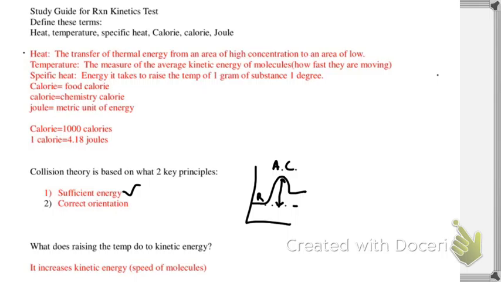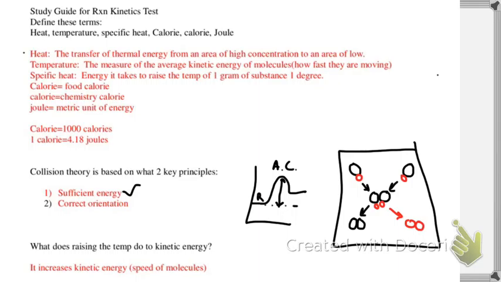And the correct orientation looks like this. Two molecules come in a very specific way in order to hit with just the right orientation where the two black components are touching and the two red components are touching, therefore creating your red products and your black products. Incorrect orientation would not result in a reaction, and you would just end up with these same reactants. So that one is correct orientation. Sufficient energy is the activation energy of any reaction.